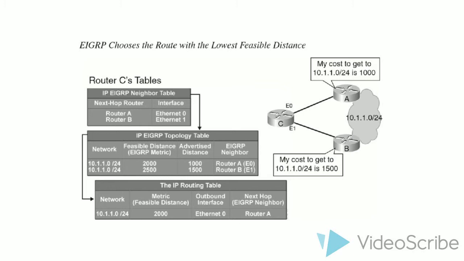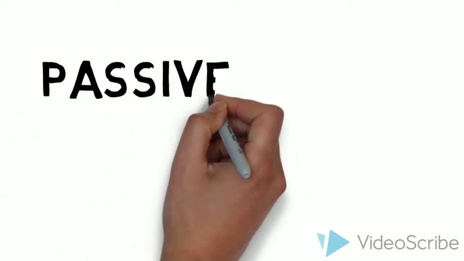The EIGRP metric for router C to reach either router A or B is 1000. This cost, 1000, is added to the respective advertised distance from each router, and the results represent the feasible distances that router C must travel to reach network 10.1.1.0/24. Router C chooses the least cost feasible distance, 2000, and installs it in its IP routing table as the best route to reach 10.1.1.0/24. The EIGRP metric in the routing table is the best feasible distance from the EIGRP topology table.